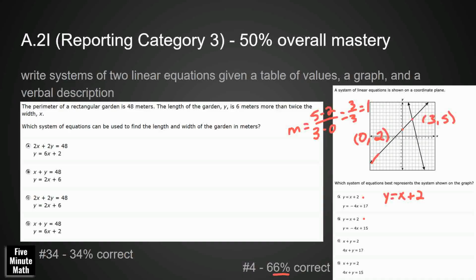So I see that's here and I see that's here. It's not going to work on C or D because if I solve for y, get it out of that standard form, it's going to end up being a negative x. And I don't need a negative x. I need a positive x because it is a positive slope. It goes up from left to right.